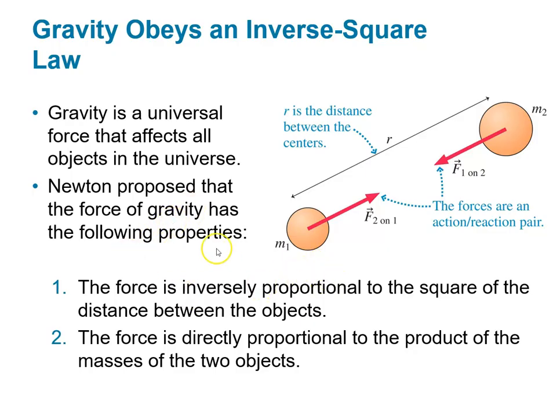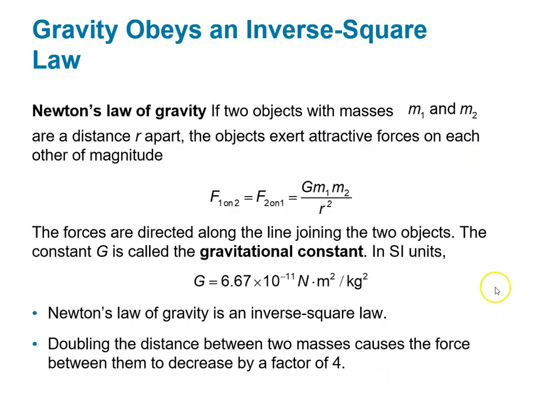And he said that the force of gravity has the following properties. First of all, it's inversely proportional to the square of the distance between the objects. So the farther apart the objects are, there's a reduced force of gravity, or a reduced force between the objects. And it's not only distance, it's distance squared. So if the objects move twice as far away, they'll only have 1/4 of the force. And then it's directly proportional to the product of the masses of the two objects.